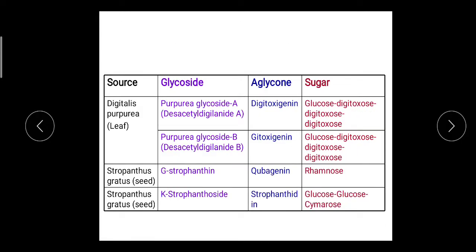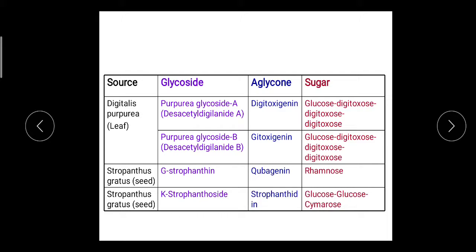Now the other source from which cardiac glycoside is obtained is Digitalis purpurea. It has two glycosides, purpurea glycoside A and purpurea glycoside B. The aglycone part is digitoxigenin in purpurea glycoside A, and in purpurea glycoside B it is gitoxigenin. The sugar is glucose, digitoxose. The same sugar is present in purpurea glycoside B.